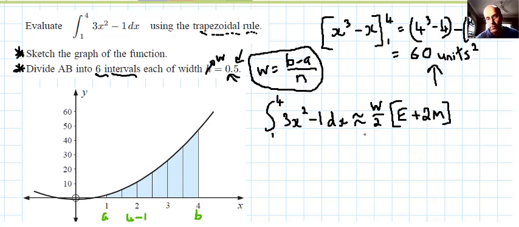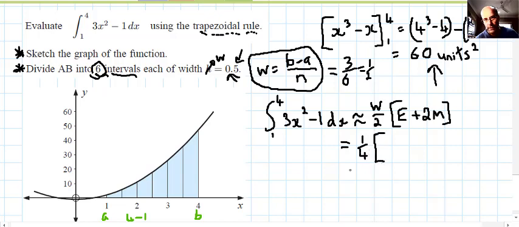The integral is approximately equal to w over 2 outside of the bracket, E plus 2M. And yep, that checks out. It tells us there in the question it's 0.5, but if it didn't tell you, 4 minus 1 is 3, and there are 6 intervals or 6 strips, and that's 3 over 6 or a half. Okay, so the strip width is a half, so that's a half over 2, which is a quarter. Half of a half.